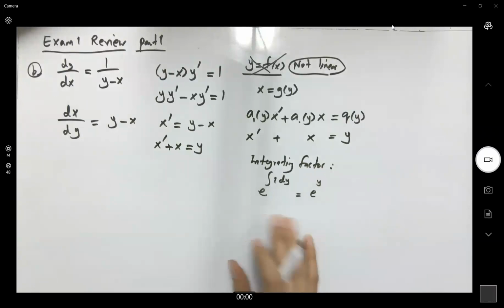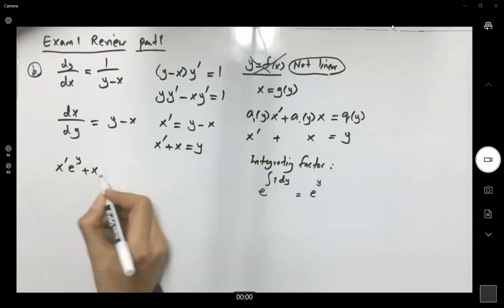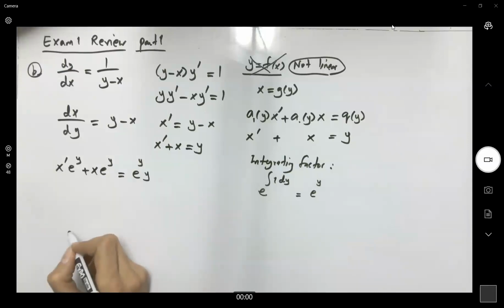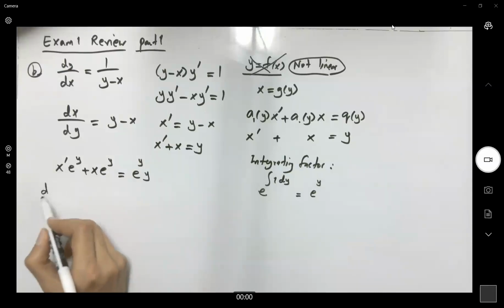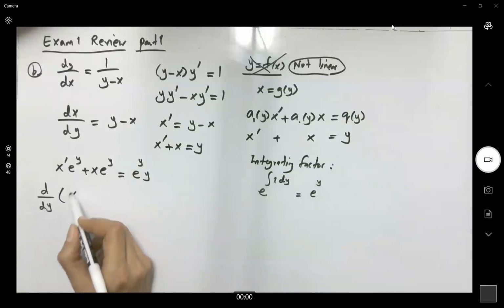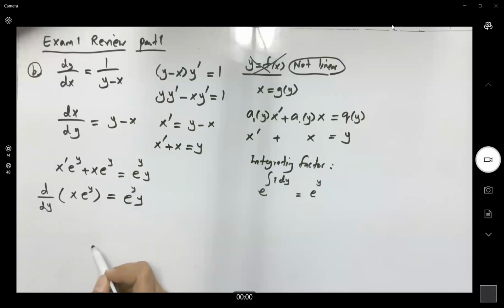Very good. Now multiply everything by the integrating factor: x prime e to the y plus x e to the y equals e to the y times y. Well, in this case, your left-hand side is the derivative of x e to the y, equal to e to the y times y. If you take the integral of both sides, you get x e to the y equals the integral of y e to the y.